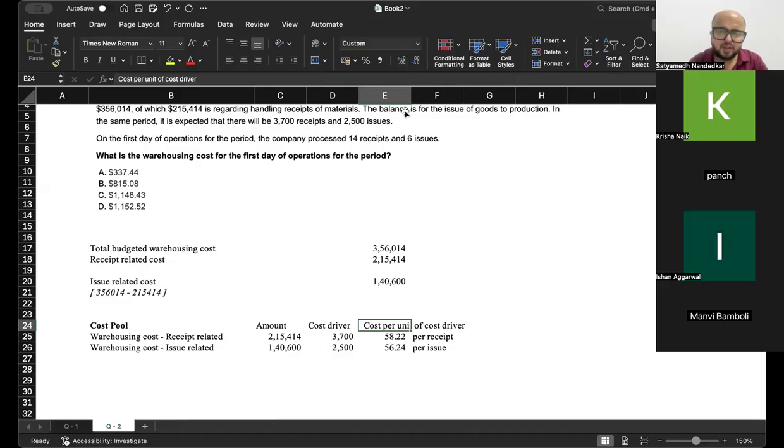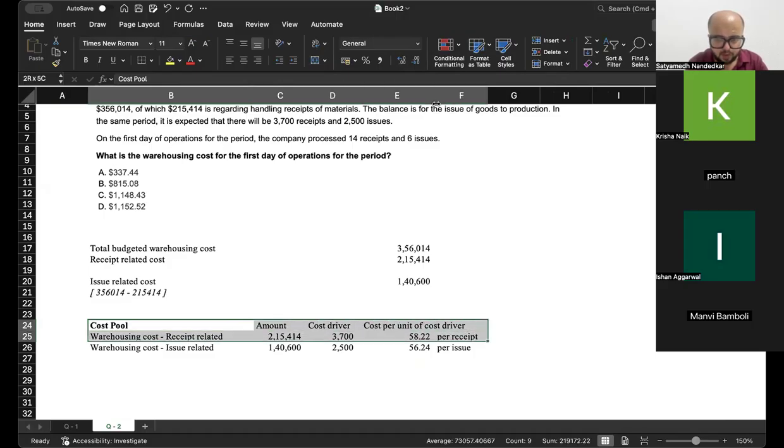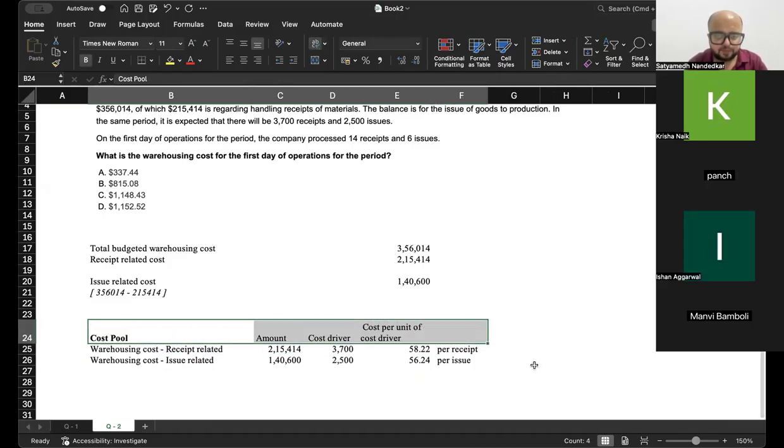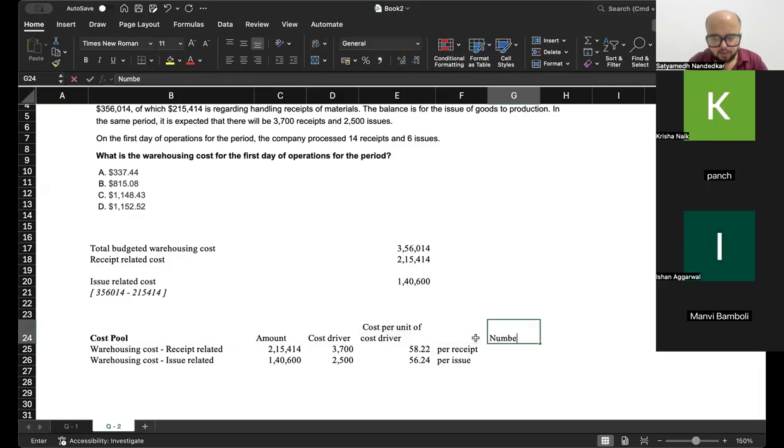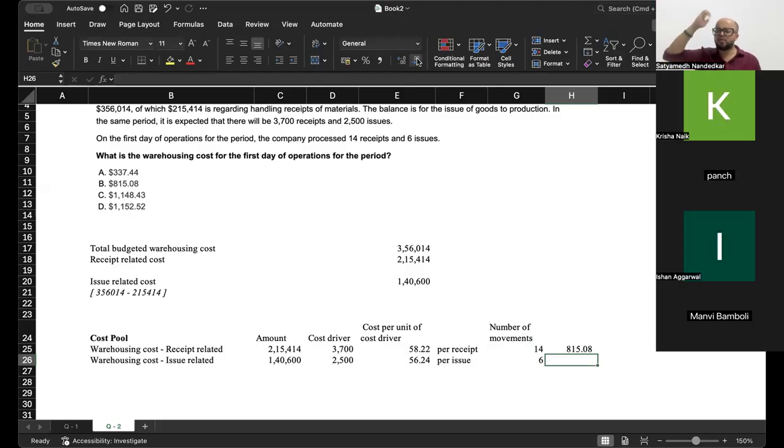Okay. But that's not what we need, right? Now we have been told that there are 14 receipts and 6 issues. Let's see how to tackle that. Number of movements. There are 14 receipts and 6 issues. Now I would recommend, if you want an appropriate answer, don't make it 58.22. Just directly multiply one number with another number. 14 into this, see the actual value could be 58.22976, and don't round it off. Just multiply it directly.